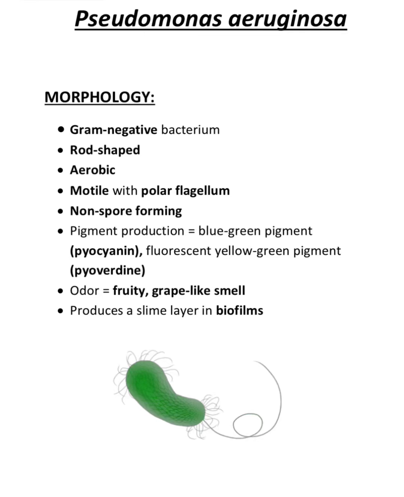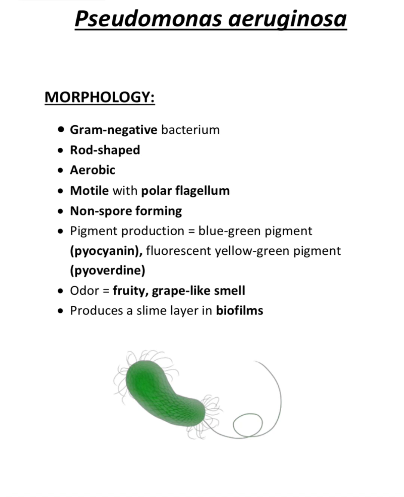In this video, we will be learning about the microorganism Pseudomonas aeruginosa. Pseudomonas aeruginosa is a gram-negative rod-shaped bacterium. It is aerobic, motile with a polar flagellum and non-spore forming.